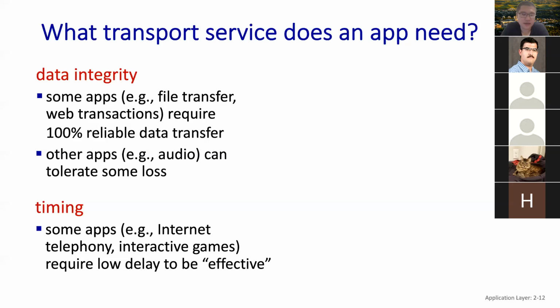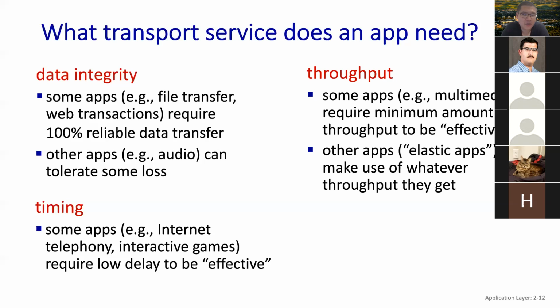Okay, so we will give a table later. Also for timing, some applications require low delay. Because if you talk to someone, you don't want to say a sentence and then the other person gets it in 10 seconds or 20 seconds, right? If the delay is very high, then the conversation would be very bad. Some applications are very time sensitive. That's the point. And also some applications need a high throughput.